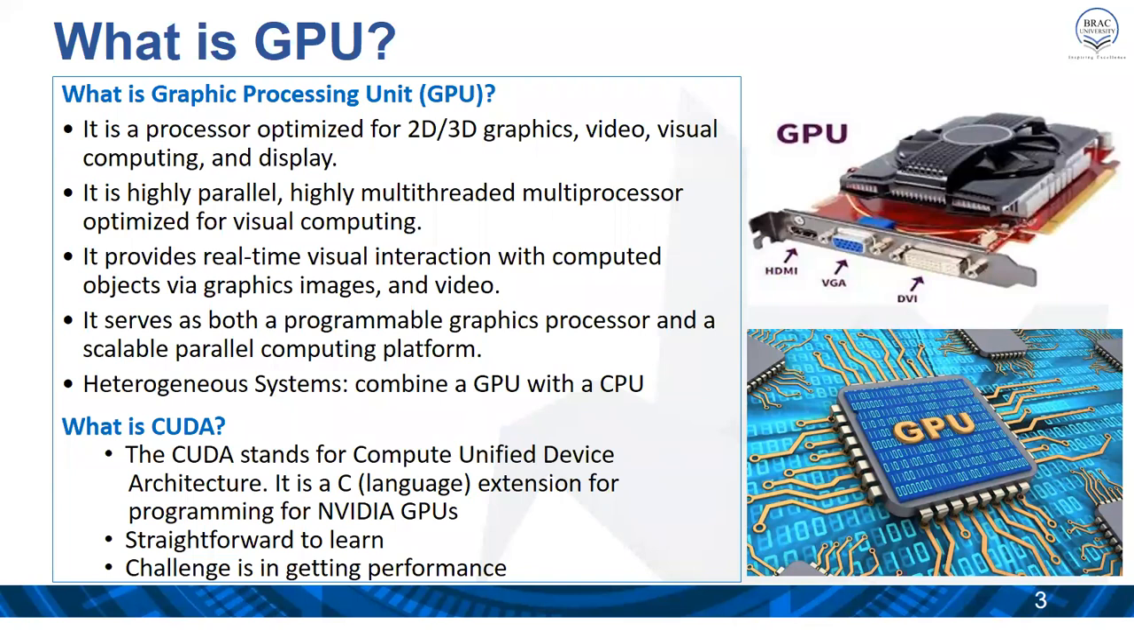GPU stands for Graphic Processing Unit. GPU is a processor optimized for 2D or 3D graphics, videos, visual computing and display. It is basically a highly parallel, highly multi-threaded multiprocessor that is optimized for visual computing.